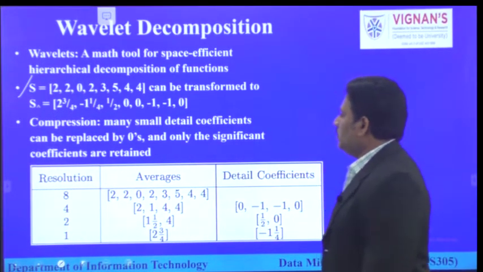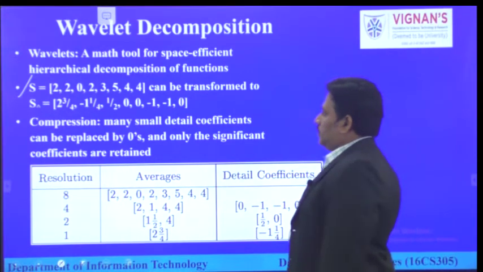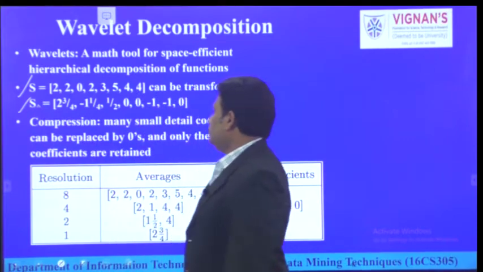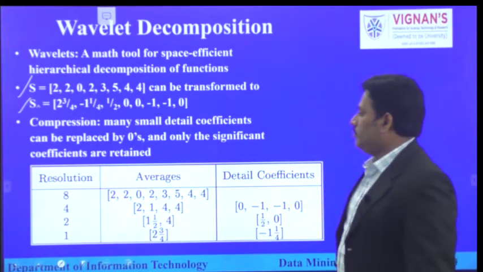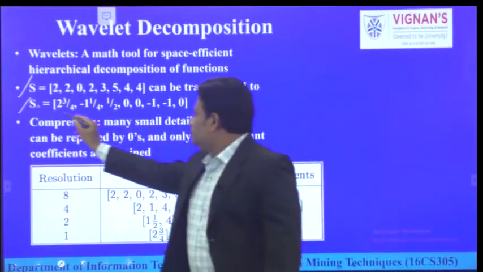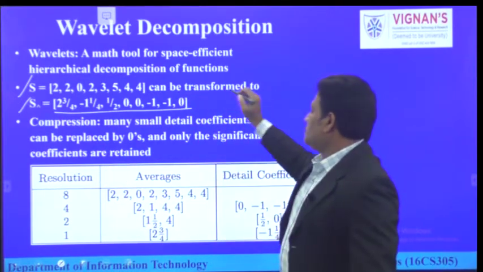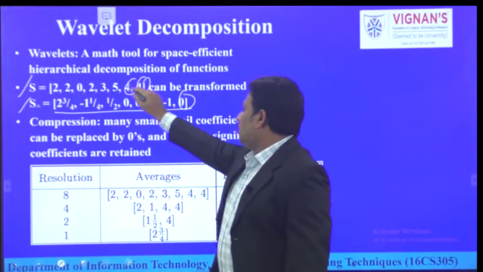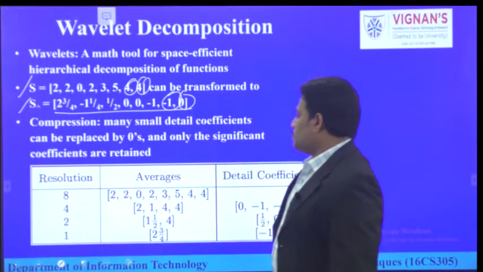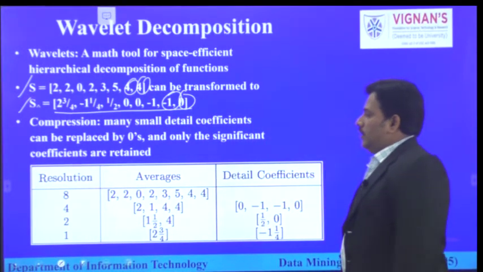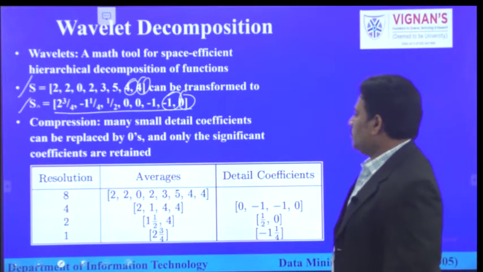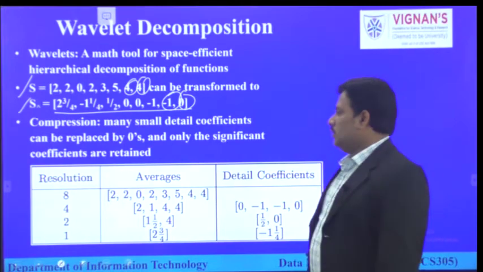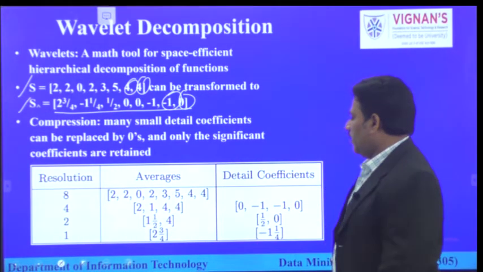discrete transformation. After applying the wavelet technique, the converted output is in the form like this. That means here 4 has been converted to 0, and the last but one is converted to -1. Now they applied some compression approaches. That means many small detail coefficients can be replaced by zeros, and the relevant values we can keep like this.